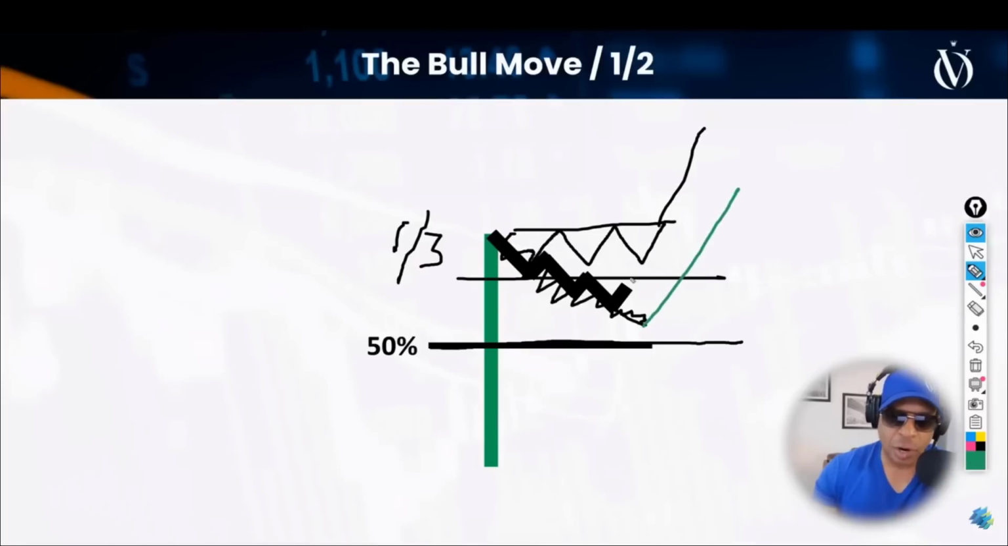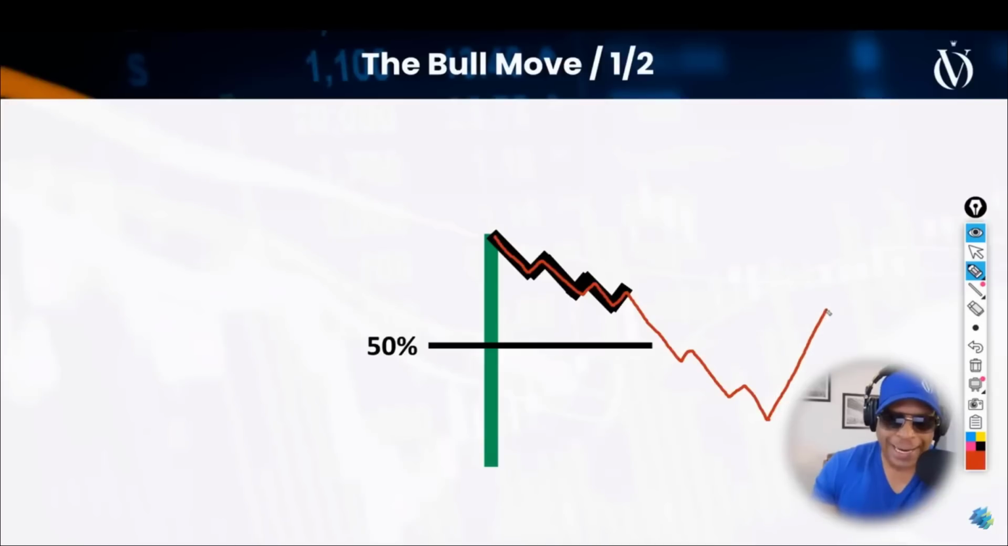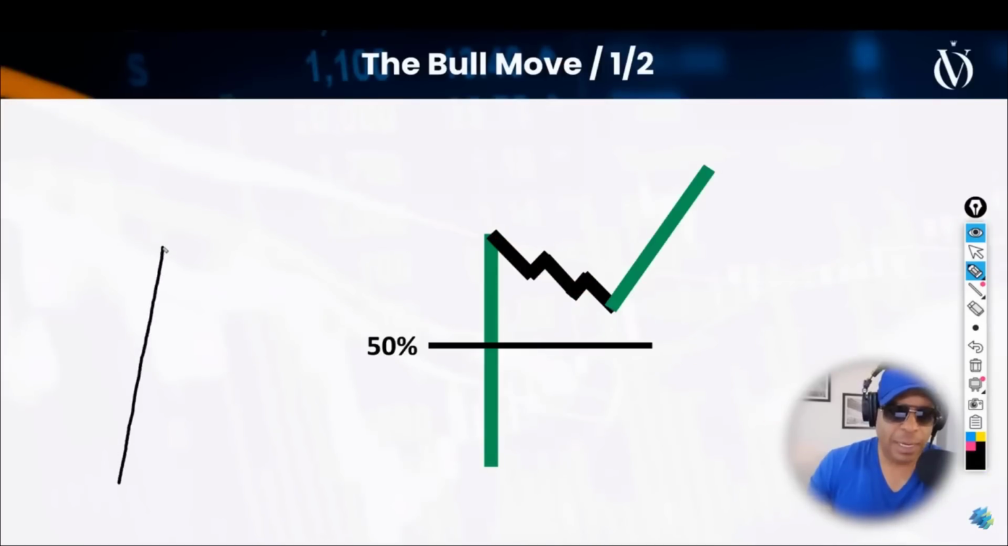Otherwise, all bets are off for a nice continued bullish run to the upside. All right? Now, if you break this 50% mark, now any move up is likely to fail. If the stock drops here, stock runs up, then drops here.